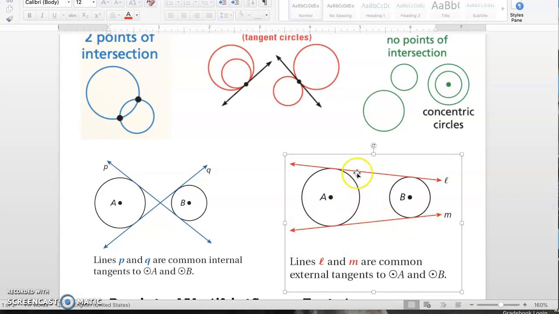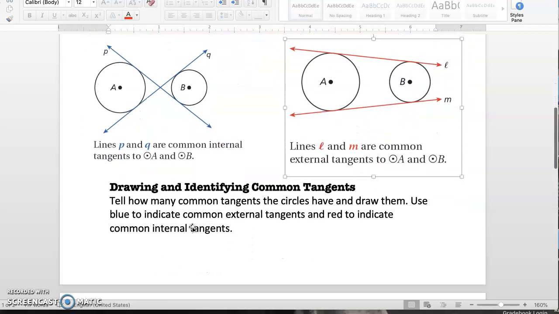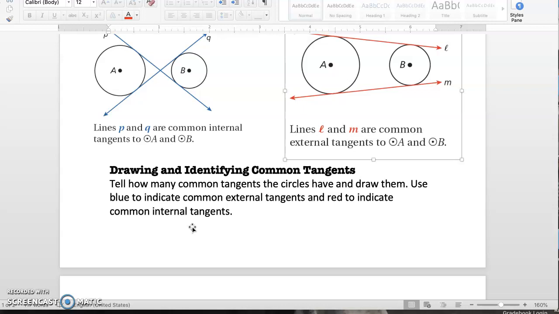So if that helps you more to see outside, external, internal, inside, that's kind of my point of reference when I look into drawing these different tangent lines. So when it comes to drawing or identifying them, you will have to do that for your homework.